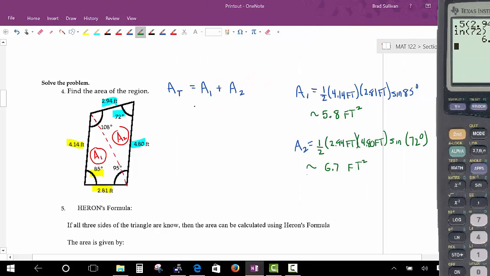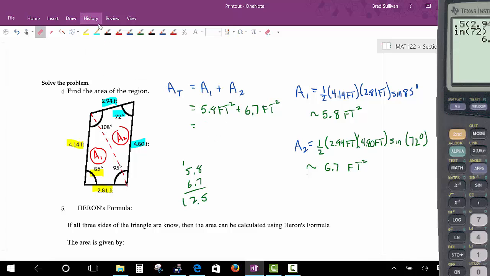Now to get the answer, I just go area 1, which was 5.8 square feet, plus 6.7 square feet. Then I can add those two things together. So 5.8 and 6.7, 8 and 7 is 15, carry the 1. That will be 12.5 square feet. Okay, and that's the answer.